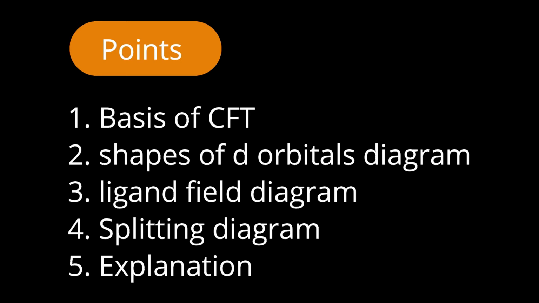That's a general idea as a basis of CFT you need to explain. Second point is the shapes of d orbitals, because splitting depends upon orientation of these d orbitals, directions of the lobes of d orbitals, and ligand approach. So if shapes are clear, then only you can describe the splitting. And third point, how exactly is a ligand approaching in relation to the shapes of d orbitals, that we need to describe with the help of a diagram.